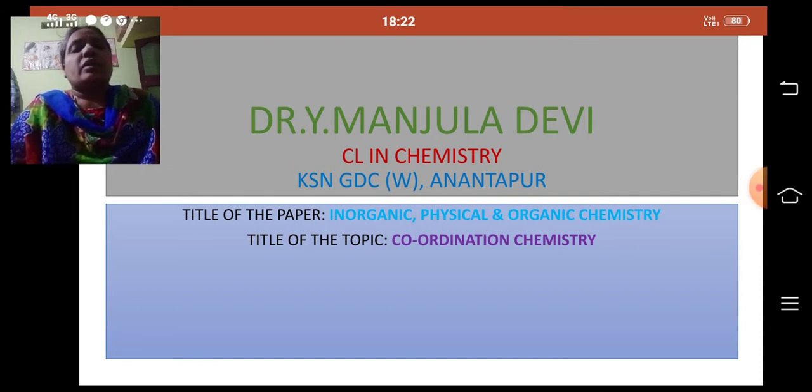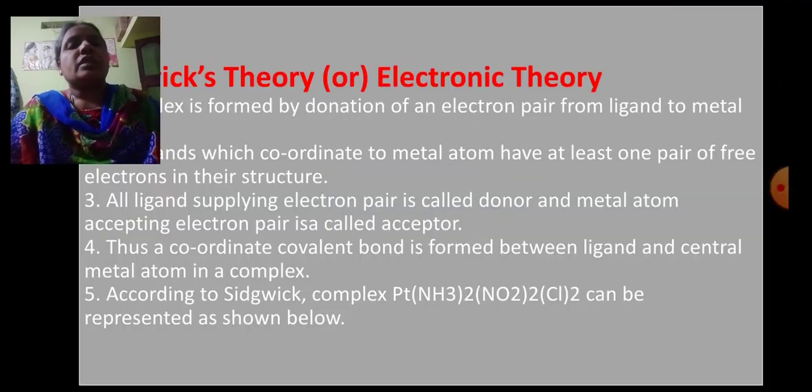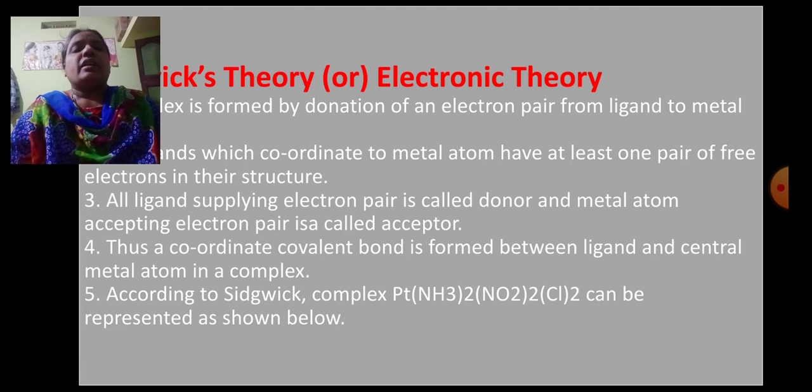The title of the paper is Inorganic, Physical and Organic Chemistry, that is paper 5. In paper 5, the title of the topic is Coordination Chemistry. In Coordination Chemistry, I am going to discuss Sidgwick's theory for complex compounds. Sidgwick's theory is also known as the electronic theory.